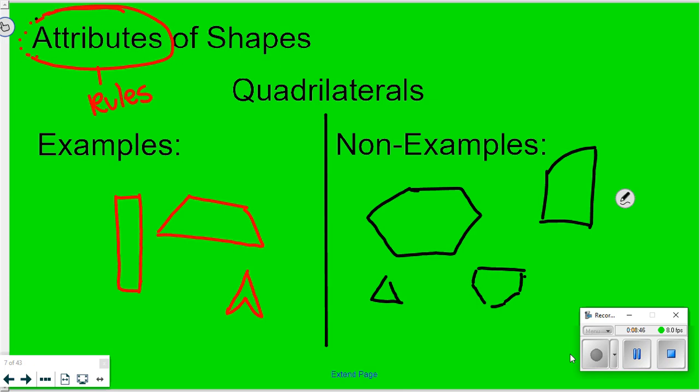Is it closed? Yes. Does it have 4 corners? Yes. Does it have 4 straight sides? No. So is it a quadrilateral? No. It is not straight. Look at that top part. That is not straight. Colby, you stressing me out.